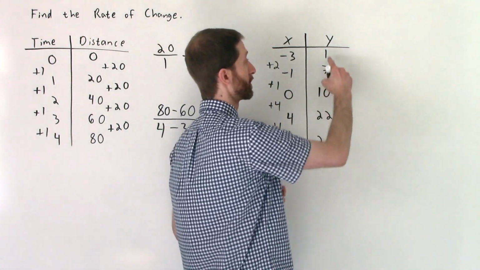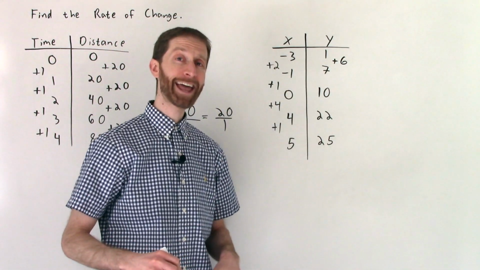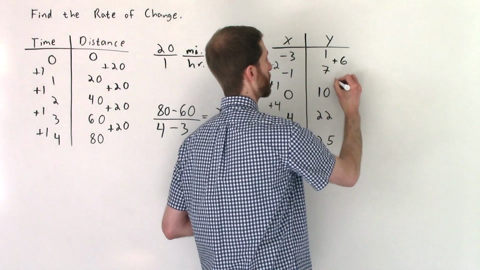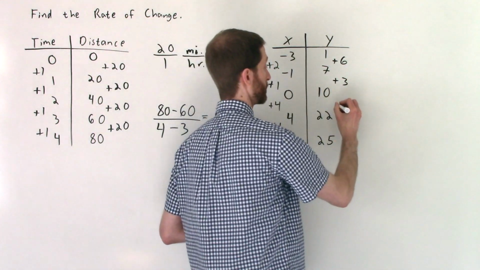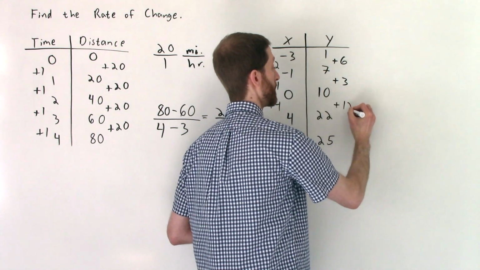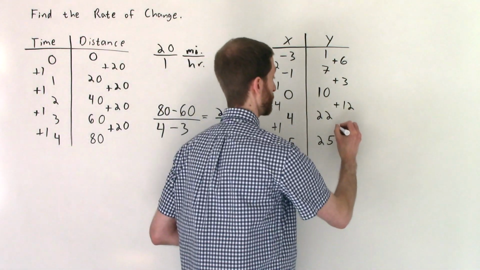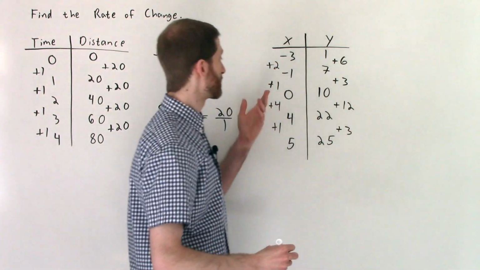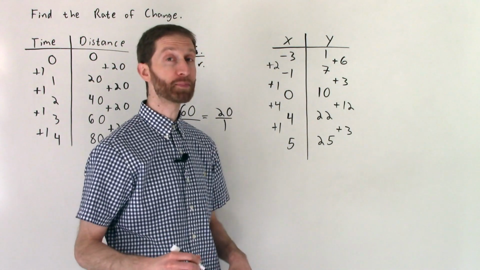Now, you could have done that with subtraction as well, like I showed you previously in this last problem. Now, the y values, to go from 1 to 7, we went up by 6. To go from 7 to 10, 10 minus 7, we went up by 3. From 10 to 22, we went up by 12, or 22 minus 10. And then to go from 22 to 25, we went up by 3. Beautiful. You might look at these numbers and think, well, those aren't consistent. No, but the rate of change will end up being the same.